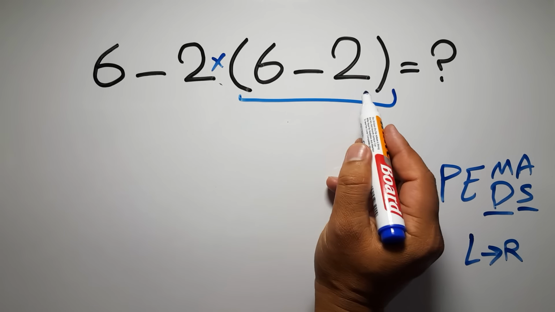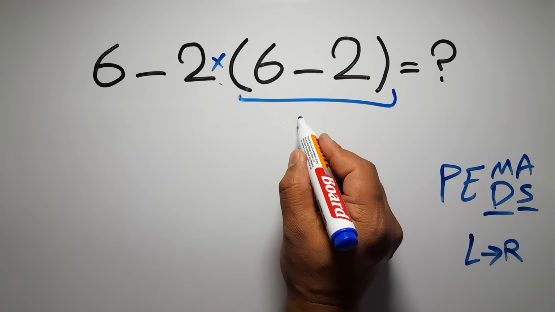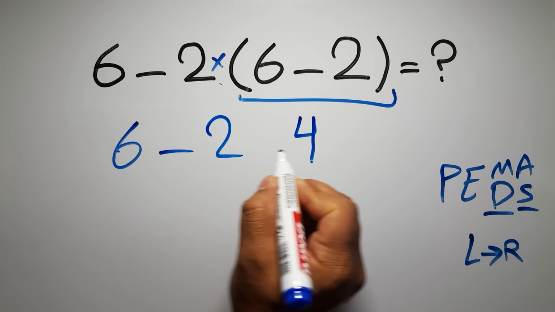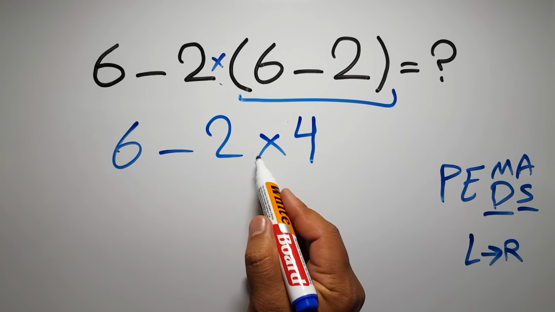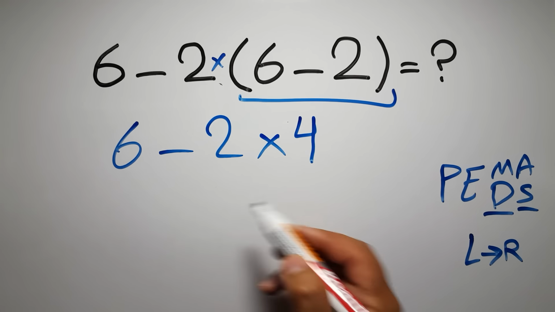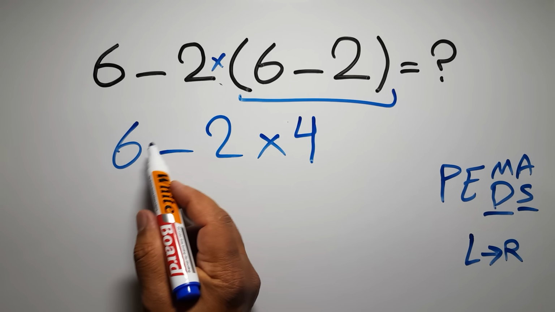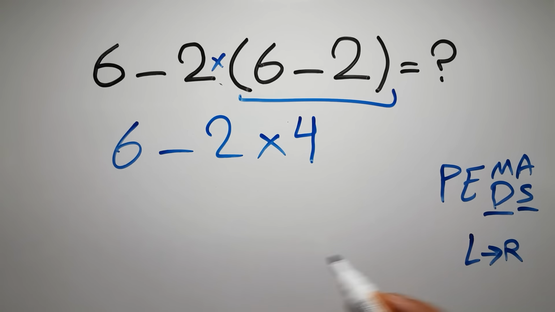So first this parenthesis. Inside this parenthesis we have 6 minus 2, which gives us 4. So we have 6 minus 2 times 4. Now we have one subtraction and one multiplication. According to the PEMDAS, multiplication has higher priority than subtraction because multiplication comes before subtraction.